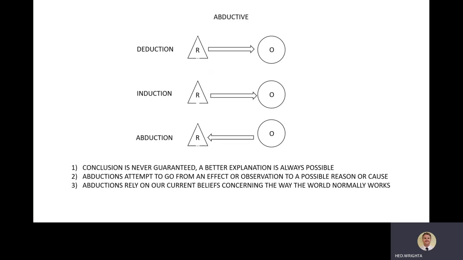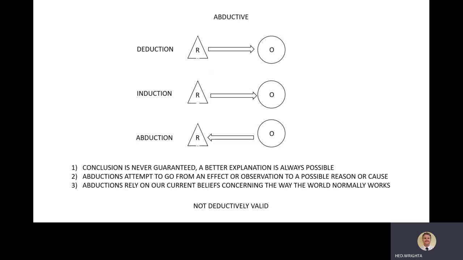But in this case, the conclusion is never guaranteed. A better explanation is always possible. With the information that I have now, this is the best explanation that we have. Abductions attempt to go from an effect or observation to a possible reason or cause, and abductions rely on our current beliefs concerning the way the world normally operates, the way the world normally works.